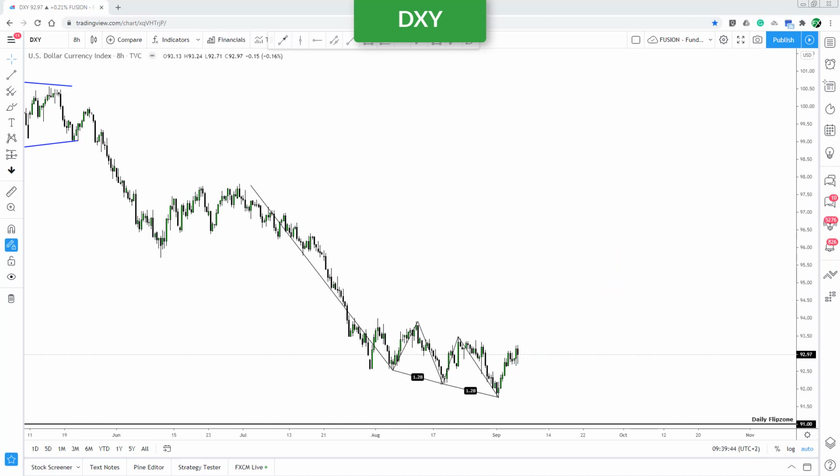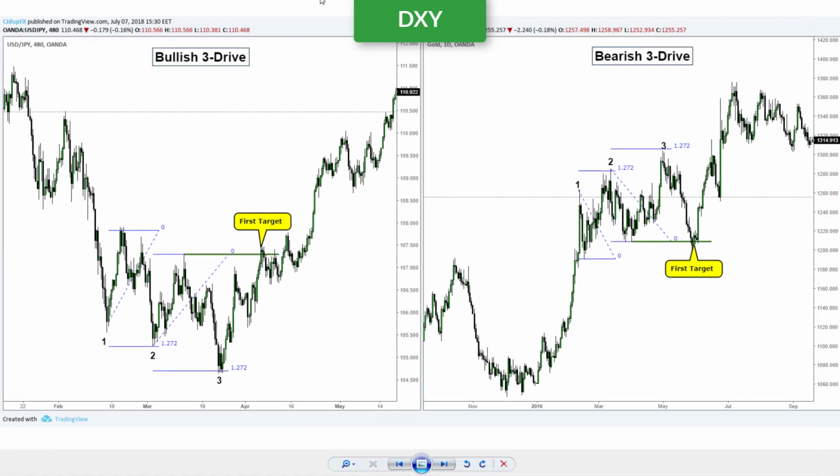I actually have an example of 2 trades I took a few years ago. And on the left here we have a bullish 3 drive on the USD JPY, and this one actually ended up being a complete reversal. You can find it on your charts quite easily. And on the right hand side here we have one on gold that actually we had again a perfect 3 drive. It made first target before continuing higher.